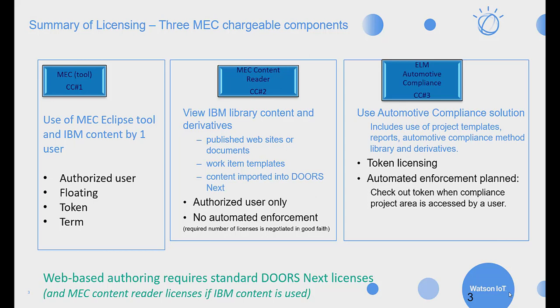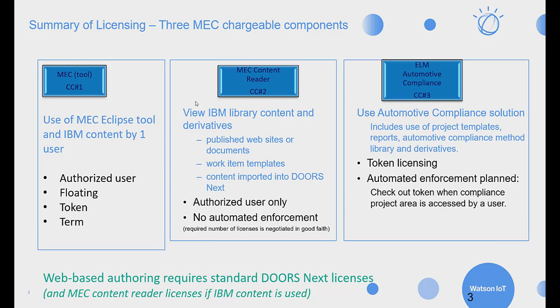If you're interested in including IBM content in one of your processes, then you need to understand how that content is licensed. There's essentially three ways in which Method Composer content is charged. The first is with the tool itself. So if you purchase the Method Composer Eclipse client tool, then you have one license to access the IBM content. And this lets you view the content, browse it, and see if in fact it is useful to you. If it is useful to you, then for each user that accesses the content, you need to purchase a content reader license. And that gives the readers the right to view IBM library content and derivatives.